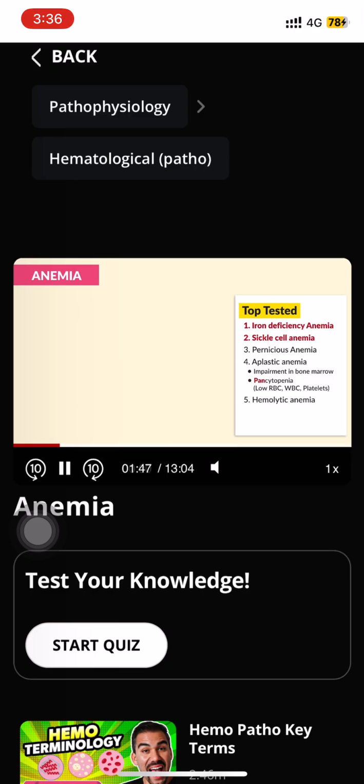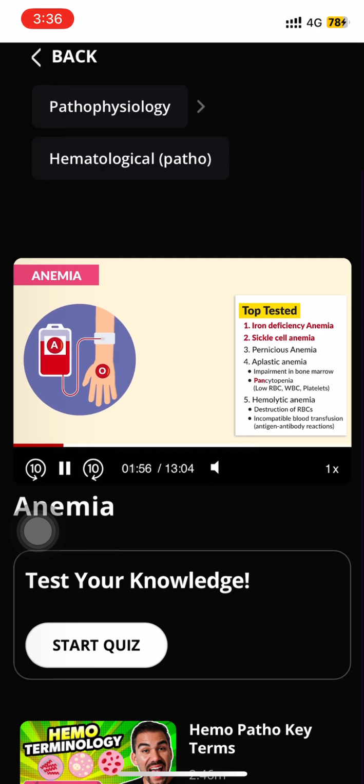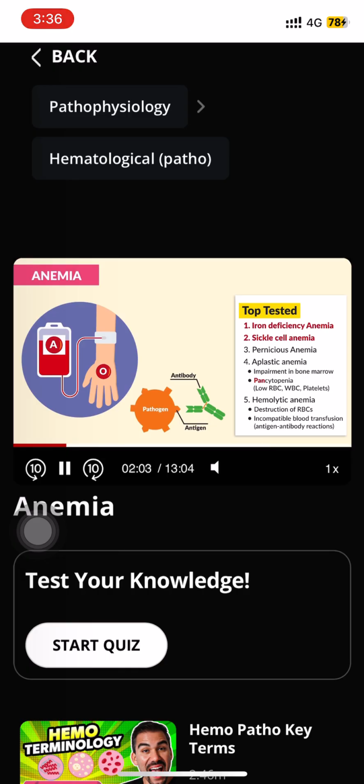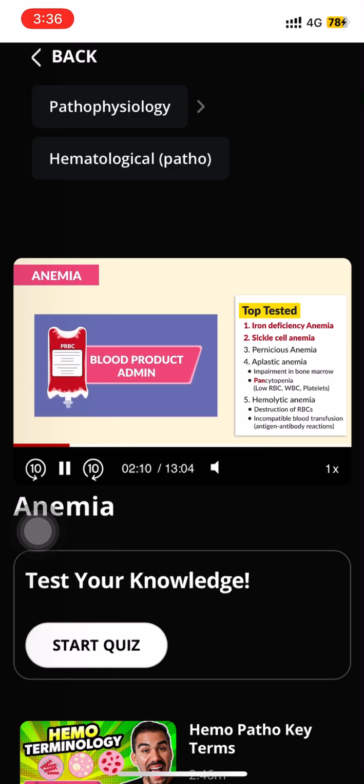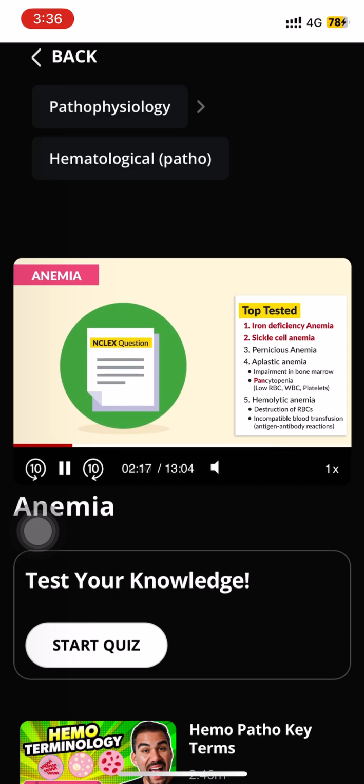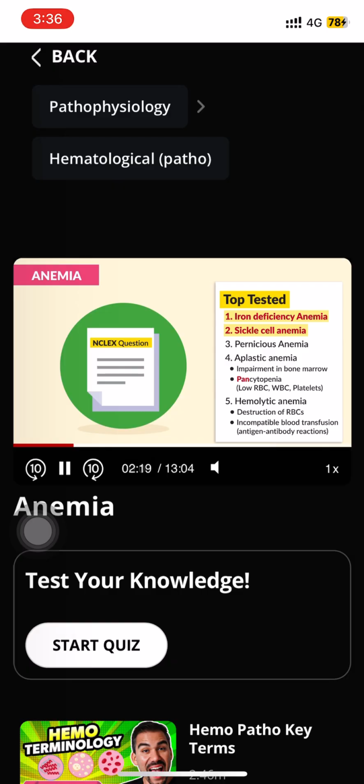Now number 5 is hemolytic anemia, where we see destruction of RBCs, those red blood cells. They basically burst inside the body due to incompatibility with blood transfusions, known as antigen-antibody reactions, like from giving a client the wrong type of blood and the body rejects it. Now this is very deadly, but we cover all 4 types of blood transfusion reactions in the blood transfusion video. But really the most tested on the NCLEX are the top 2 here. So let's cover these first.